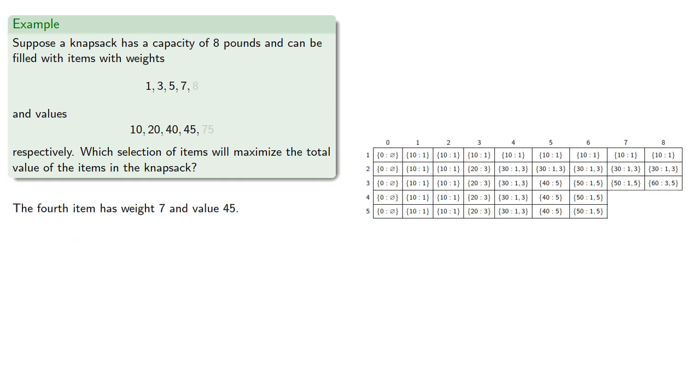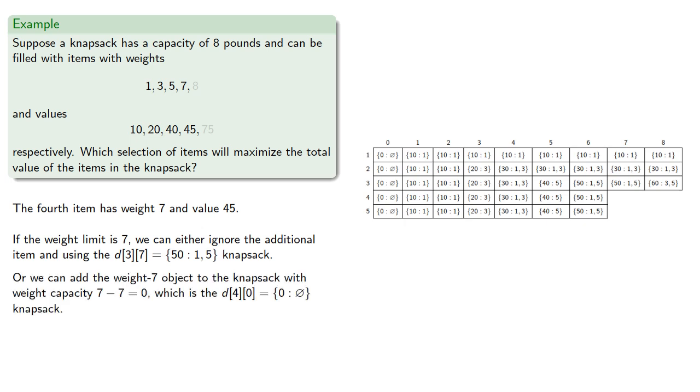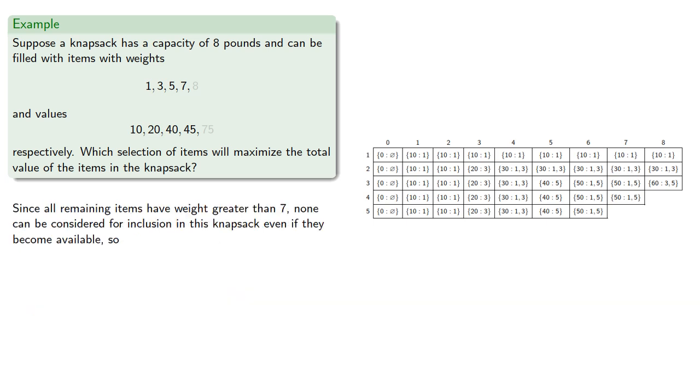The fourth item has weight 7 and value 45. If the weight limit is 7, we can either ignore the additional item and use the D 3, 7 knapsack, or we could add the weight 7 object to the knapsack with weight capacity 0. Since this has a lower value, we'll use our original knapsack. And again, since all remaining items have weight greater than 7, none can be considered for inclusion in this knapsack even if they become available.